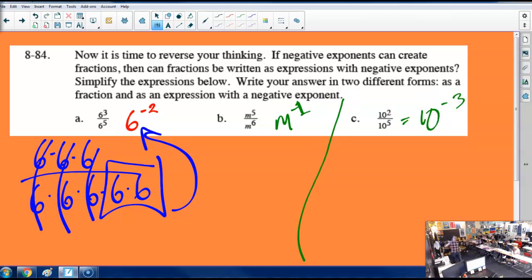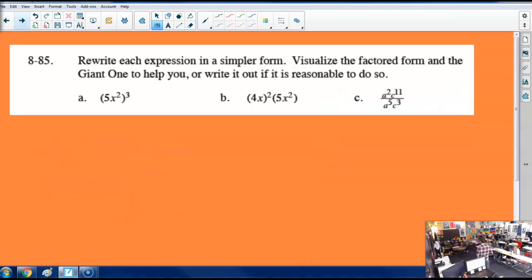So on your blue paper, do this. On your own, be careful. There's a dangerous one in part A. Actually, part B also.